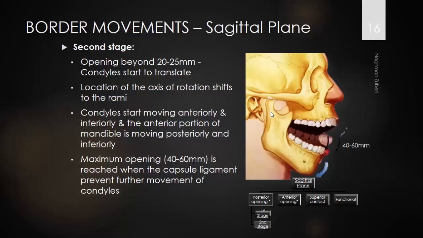We can see that the condyle, they have moved forward and mandible is rotating posteriorly and inferiorly. Maximum opening is almost 40 to 60 millimeter. Beyond that, the capsular ligament does not let further opening.